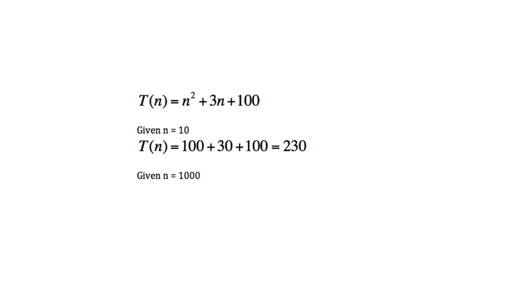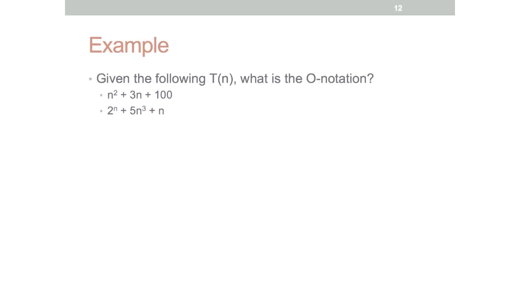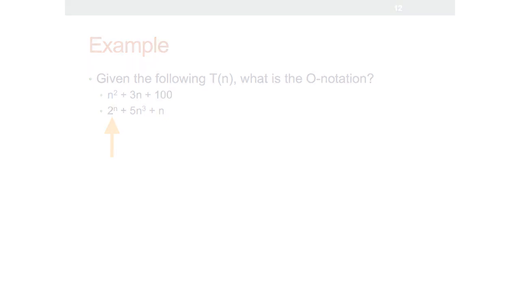Increasing n to 1000, n squared becomes 1 million, 3n is 3000, and 100 is 100. As you can see, the 3n and 100 contribute less than 1% of the total running time, making them negligible. Thus, we can conclude that the O of n of the first example is n squared, or quadratic. Inspecting the second equation, we can instantly deduce that the O of n is 2 raised to n, or exponential, since it is the fastest growing part of the function.